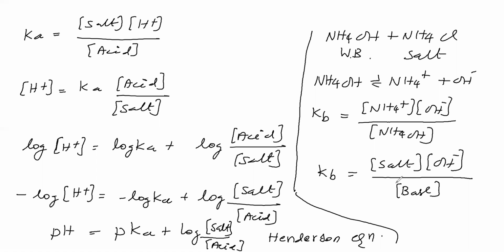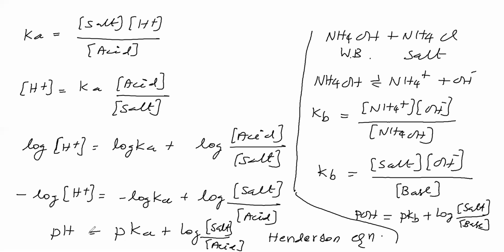Okay, so now we will take a log on both sides and we will get the OH minus concentration. Then we will get pOH. pOH is equal to pKb plus log salt by base. So here, this is for basic buffer. For basic buffer, pOH is equal to pKb plus log salt by base.